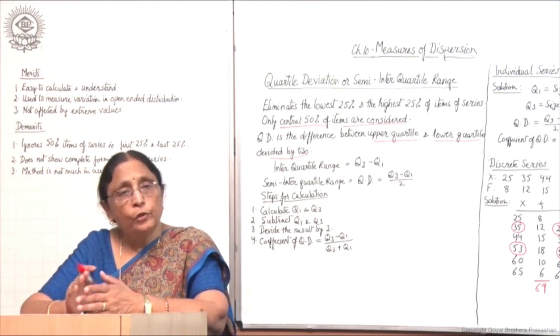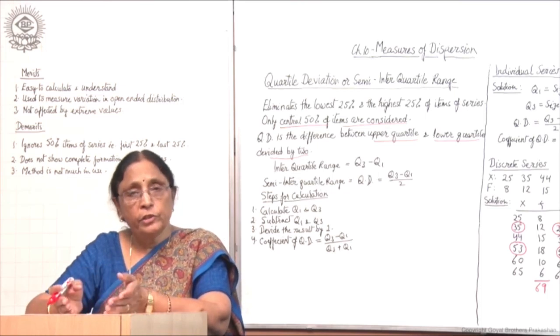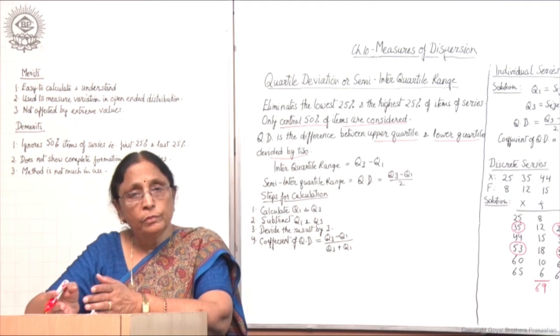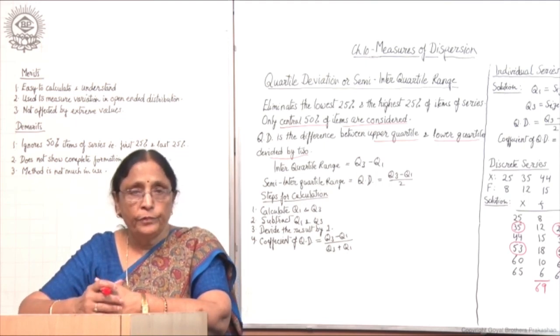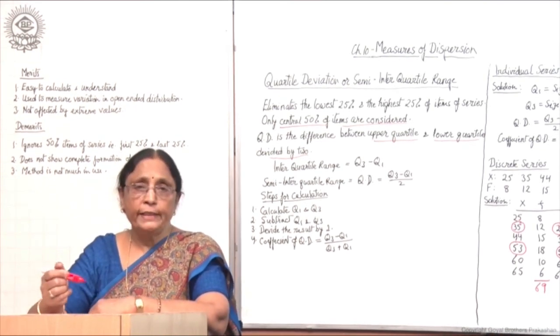So, this way you have done another measure of dispersion, that is quartile deviation, and next you will be moving to, you know what, that is mean deviation. That is a better measure of dispersion in comparison to quartile deviation, that we will take next time.